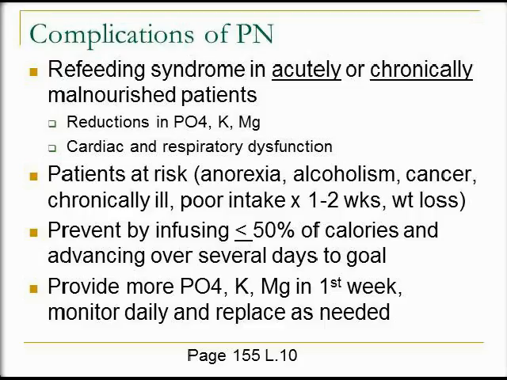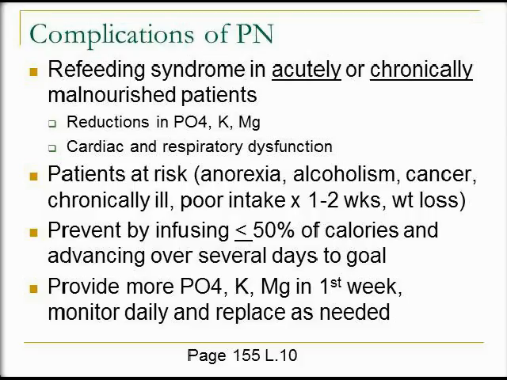Other complications: refeeding syndrome in acutely or chronically malnourished patients. This is associated with a reduction in phosphate, potassium, and magnesium. It can be life-threatening. It can cause cardiac and respiratory dysfunction. So the patients at risk are patients with anorexia. They don't have to look anorexic. They don't have to look cachectic. It could be patients with anorexia that haven't been eating well for the last 2 or 3 weeks because they haven't been feeling well. Maybe their heart failure has gotten worse, or their COPD has been progressing.